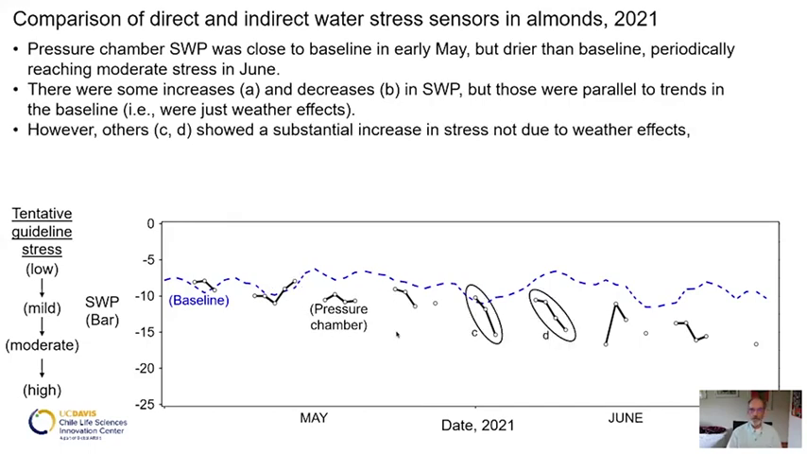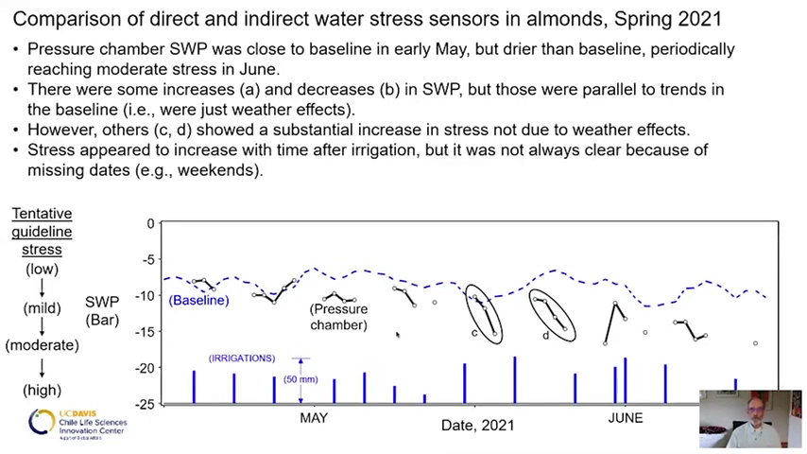However, there were other times, such as C and D here in this graph, that were definitely not accounted for by weather. In the case of C, the weather was fairly stable during that time. The baseline was stable, and the trees were declining. And in D, if anything, the weather was getting less stressful, and yet the trees were getting more stressed. So those were not due to weather effects.